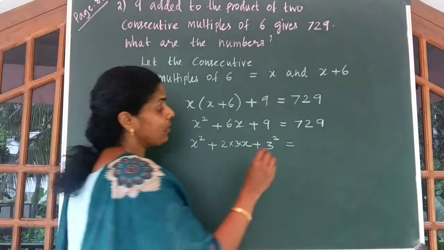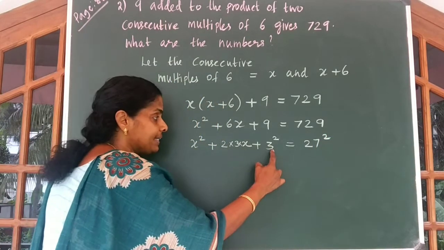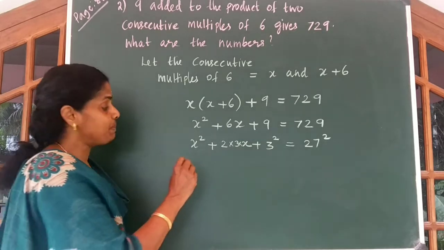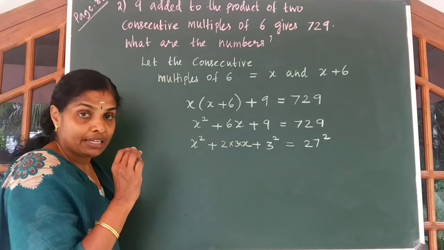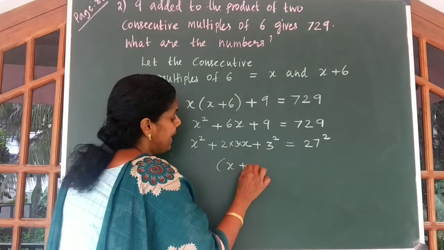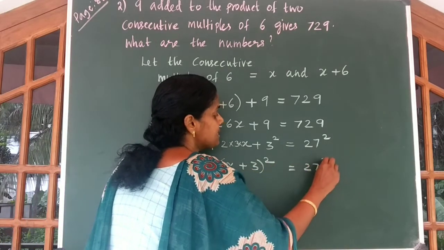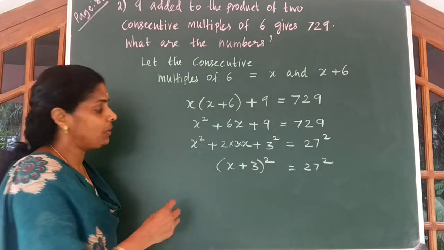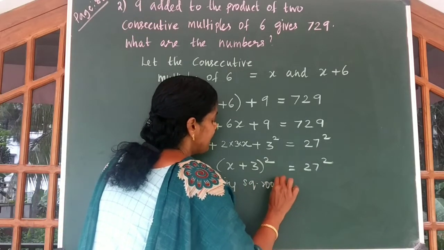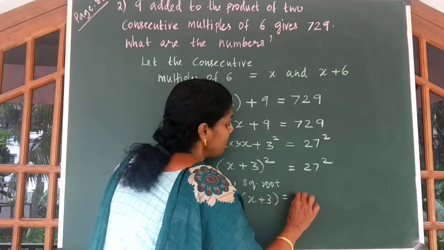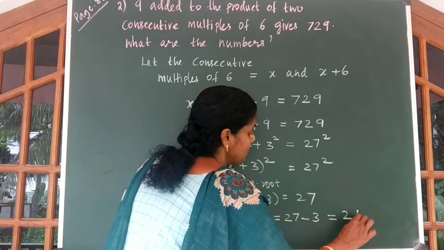729 is the square of 27. So we can write it as 27 square. Now by looking at this, you can very well understand this is the expansion of a square plus 2ab plus b square, where a and b values are x and 3. So we can write this as x plus 3 whole square is equal to 27 square. Then as we did in the previous problem, you have to take square root on both sides. So taking square root, we get x plus 3 is equal to 27. So what is x? X is equal to 27 minus 3, which gives you 24.